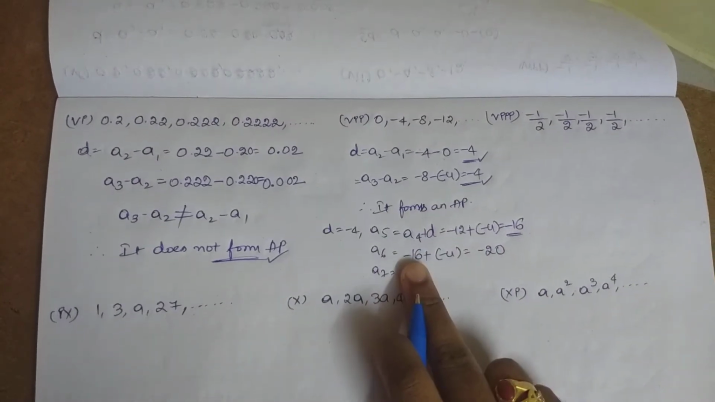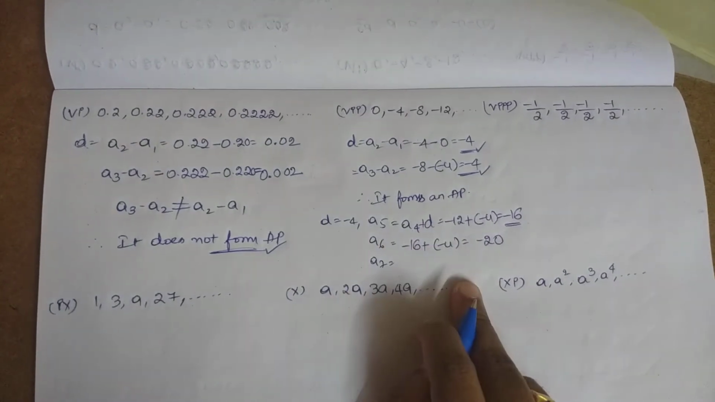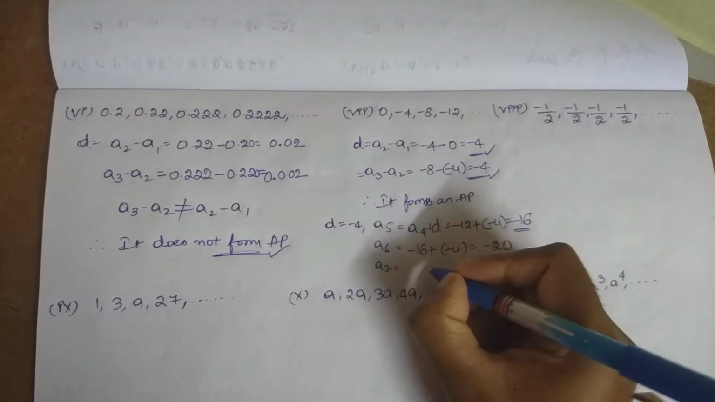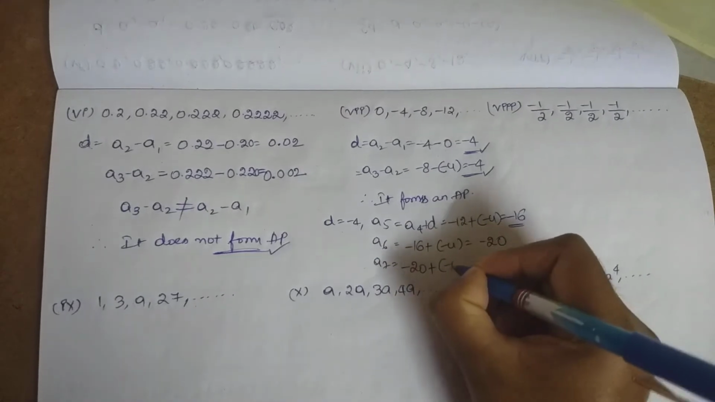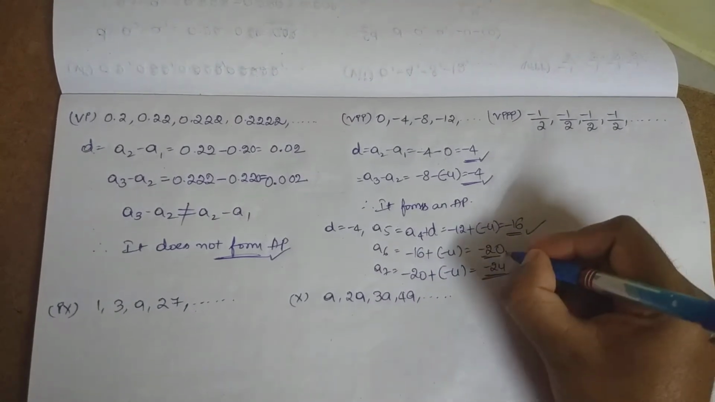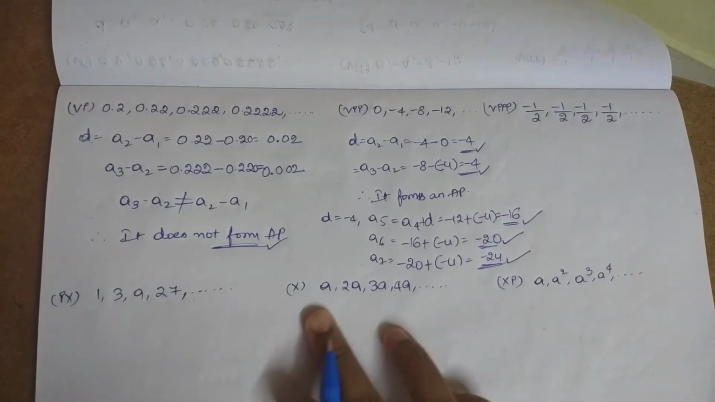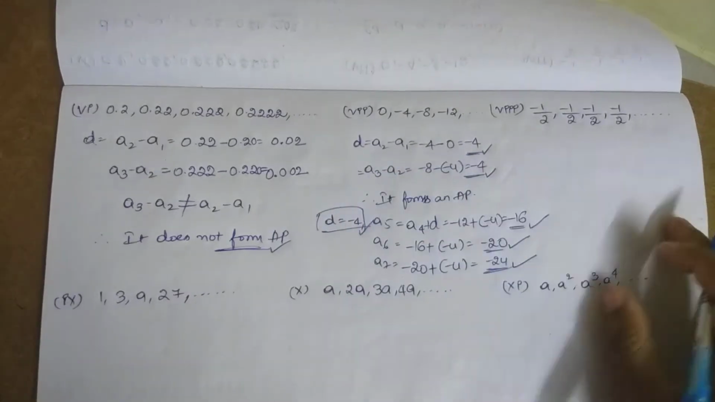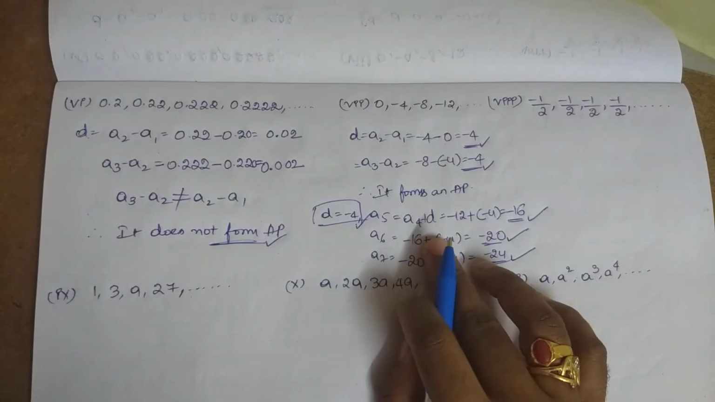Here I am not writing the formula, but in your exam you have to definitely write the formula. Clear? So a7 will be nothing but a6 plus d. a6 is minus 20 plus common difference minus 4, we get minus 24. So a5 is minus 16, a6 is minus 20, a7 is minus 24, and the common difference is minus 4. So this is the solution for sub question 7.